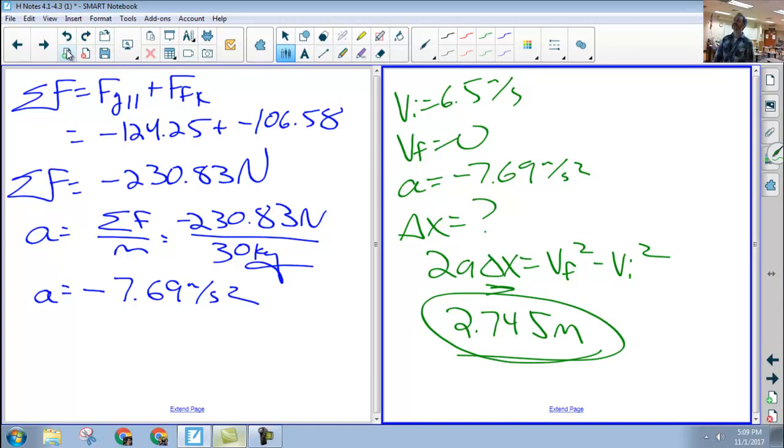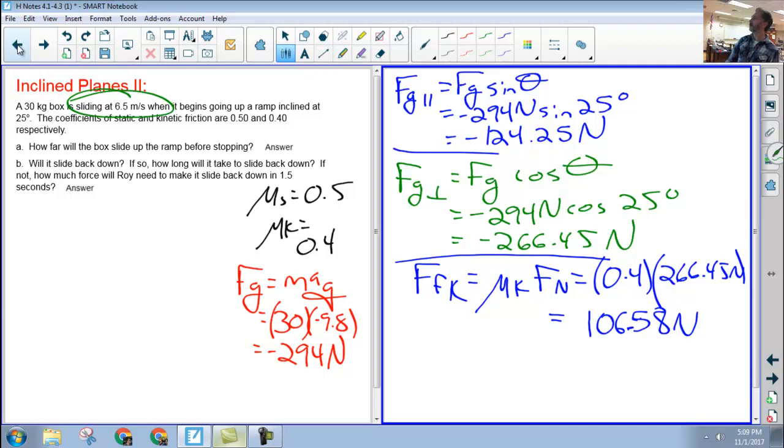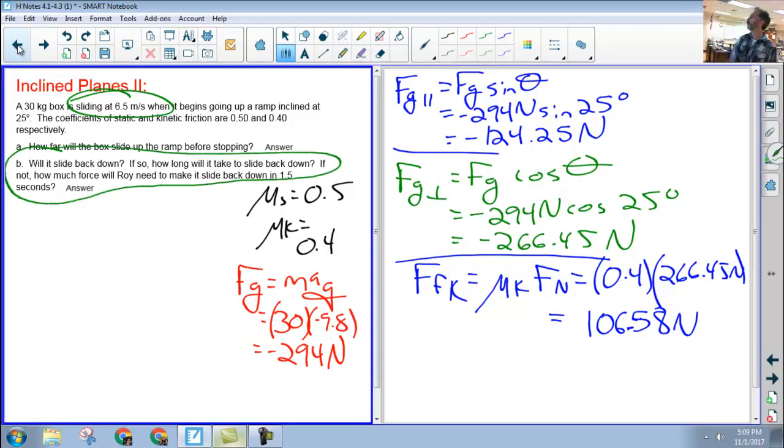All right, so that is part A. Now part B. Part B says, will it slide back down? If so, how long will it take to slide back down? If not, how much force would I need to make it slide back down? So we need to make a new drawing here, because right now our box is stopped and we need to figure out what's going to happen.